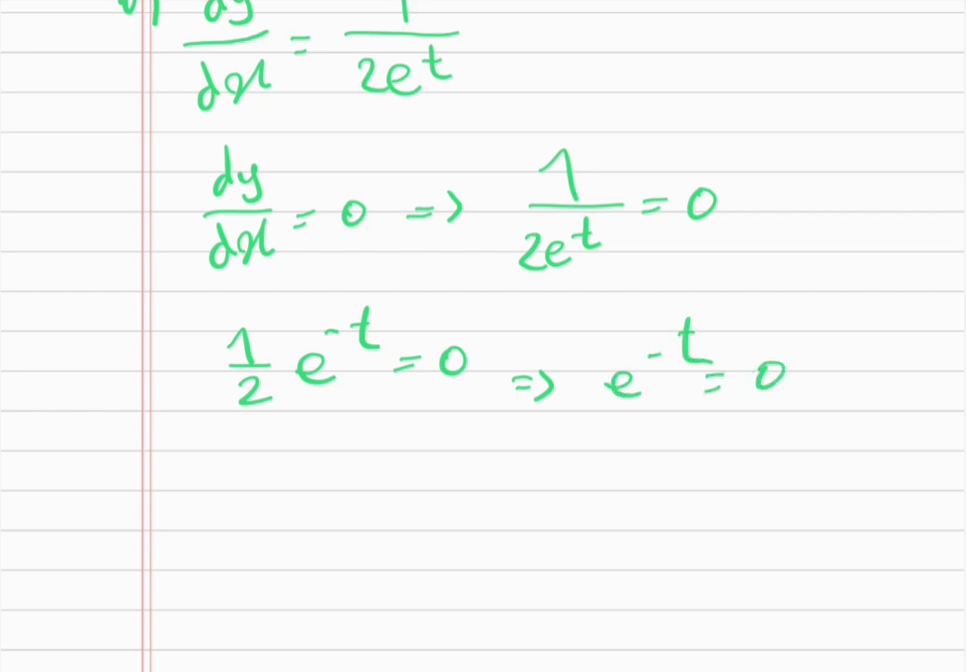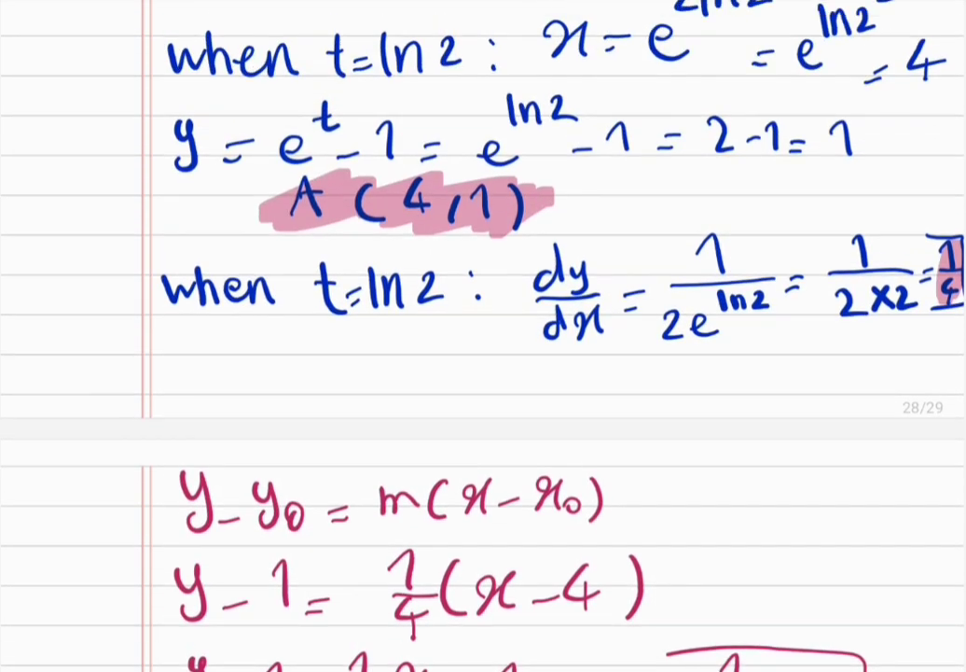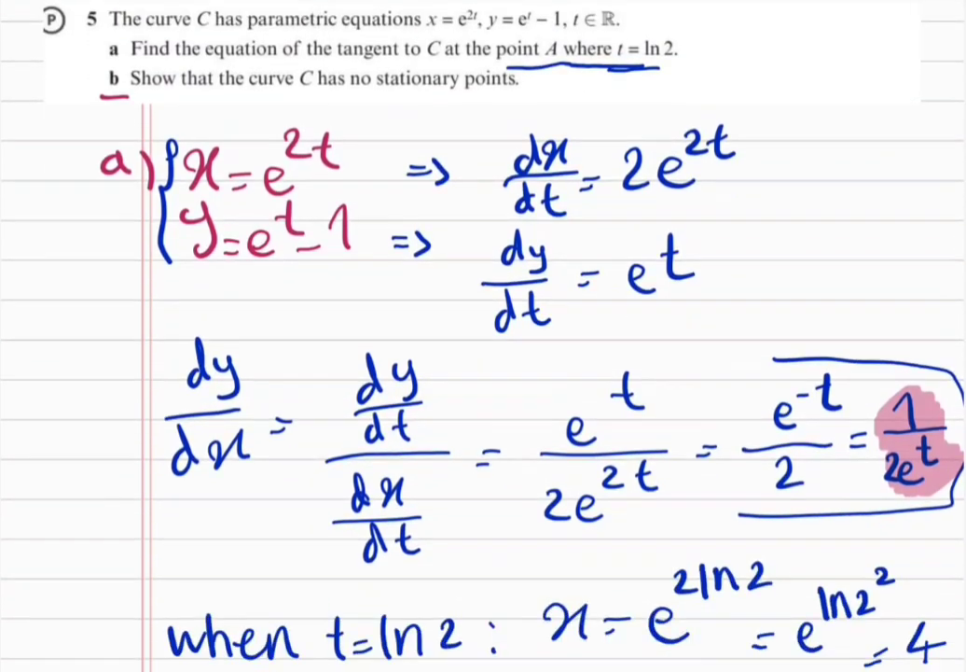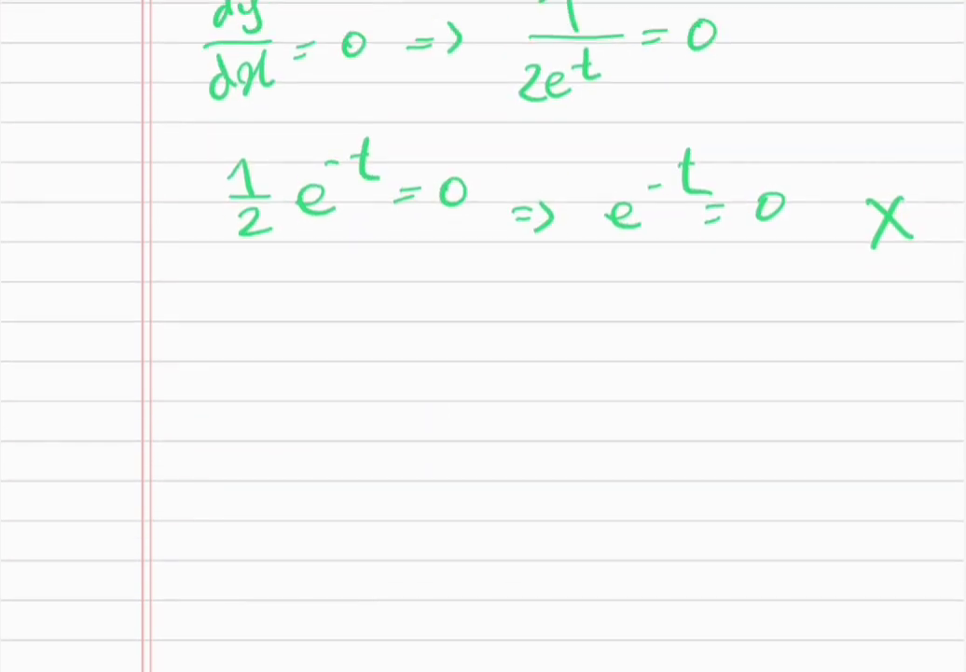And this is a huge problem because this doesn't exist. You can't find a value for t such that when you raise e to that power, you get 0. This is just not possible. So since it's a contradiction, e to the minus t can't be 0, you can conclude that this equation doesn't have any solutions. Therefore, we don't have any stationary points. So the curve C doesn't have any stationary points because this equation doesn't have any solution. So no stationary points.